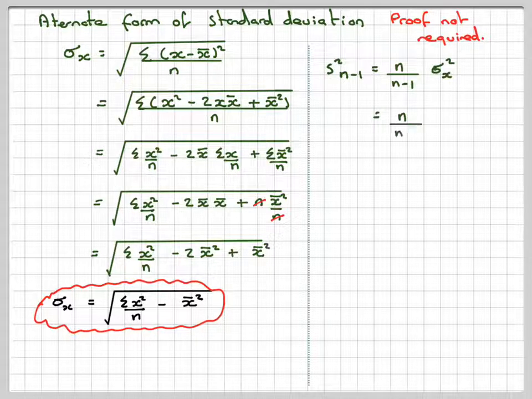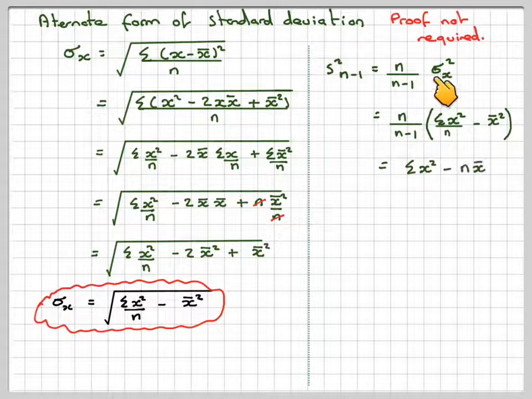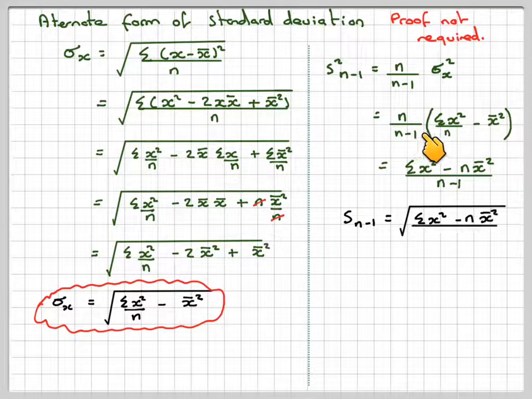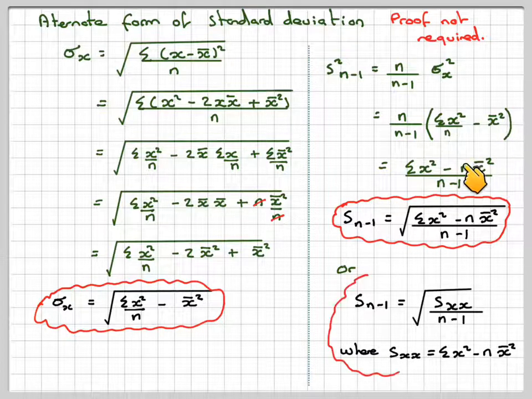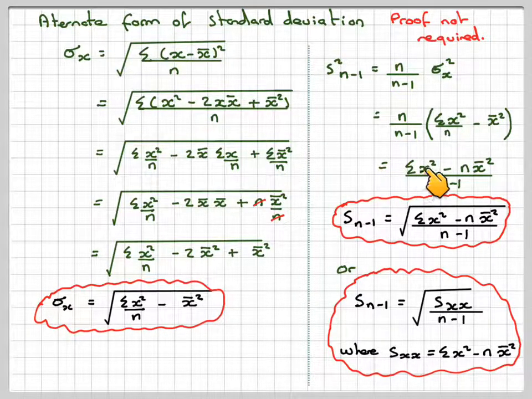However, for the unbiased estimate, we need to multiply this by n over n minus 1. So we do n over n minus 1 times sigma x squared over n minus x bar squared, which gives me sigma x squared minus n x bar squared. So the n will cancel out here, and then we're going to have the n here, but it will all still be over n minus 1. So the unbiased estimate is written this way: sigma x squared minus n x bar squared over n minus 1. And this is an easier formula to use than the first one, so this one should be remembered.